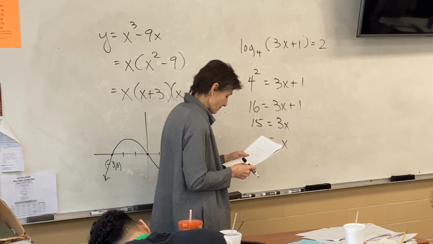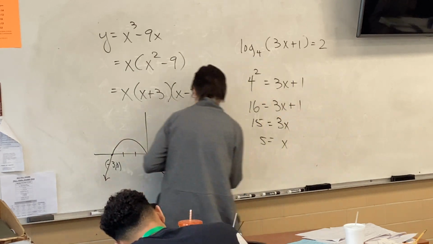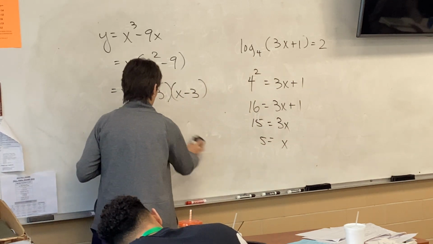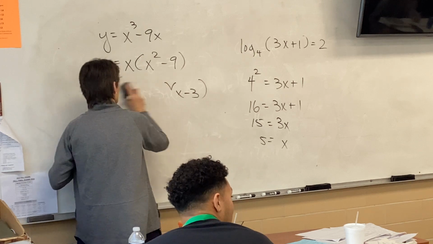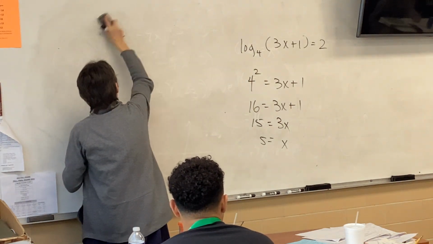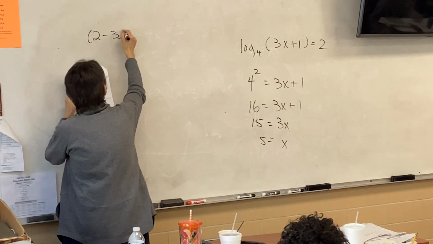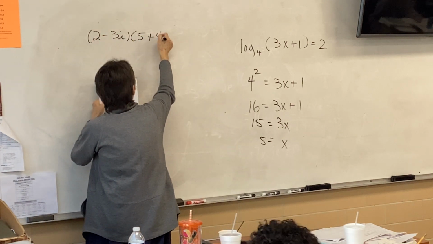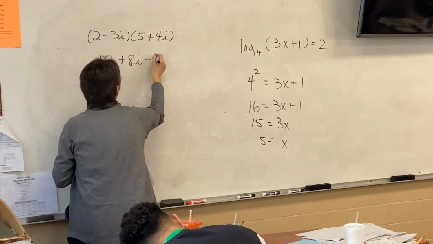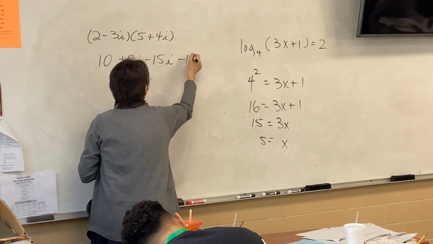All right, what about number 20? What are we gonna do with that one? FOIL. Yep, we're gonna FOIL it out and then simplify anything that we can. So let's see what we get when we FOIL. First, inside, outside, last. So 10 plus 8i minus 15i minus 12i squared.